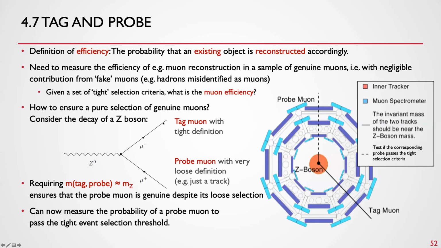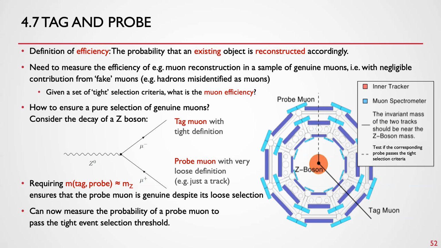What we do is we consider events with 2 muons, a Z boson, for example, and we tag one of those muons. In other words, we require that it satisfies tight reconstruction criteria. Now, the muon that we want to investigate, the probe muon, has a very loose definition. It could, for example, just be a track or a few hits in the pixel. And now we ask the question, what is the probability of a muon that satisfies the probe muon reconstruction to satisfy the full reconstruction chain?